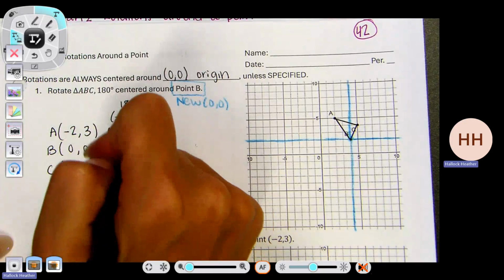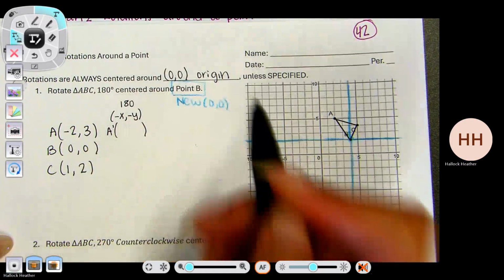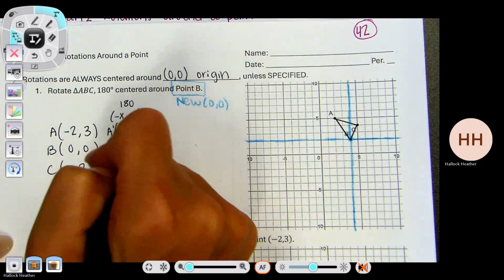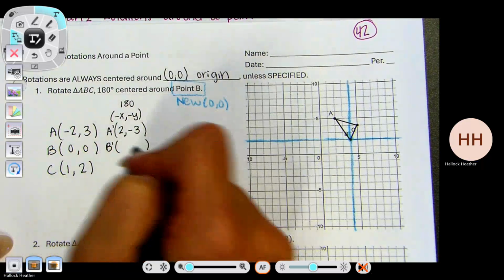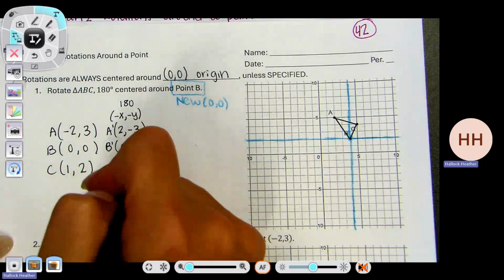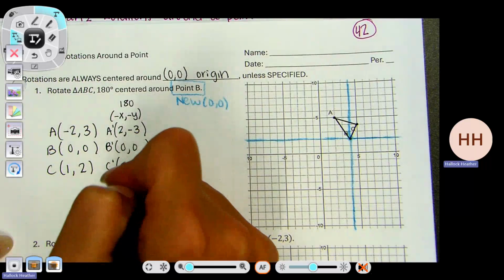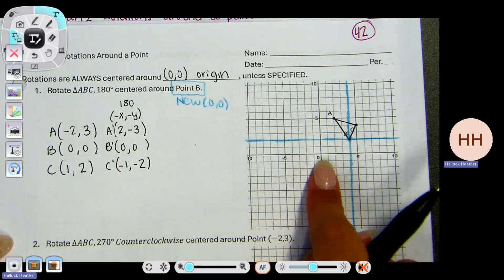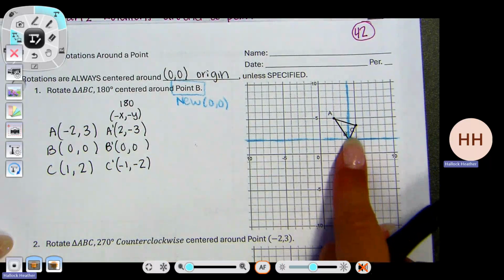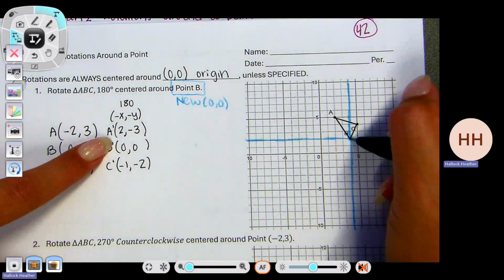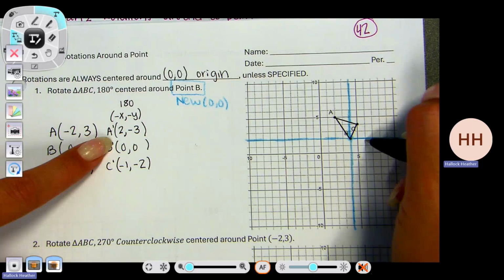So if that's my rule, what's A prime? 2, -3. What about B prime? 0, 0, because that's 0, 0. And then what's C prime? -1, -2. So when I plot them, I'm not using the real 0, 0. I'm using the origin that I moved. So A is going to be at 2, -3.